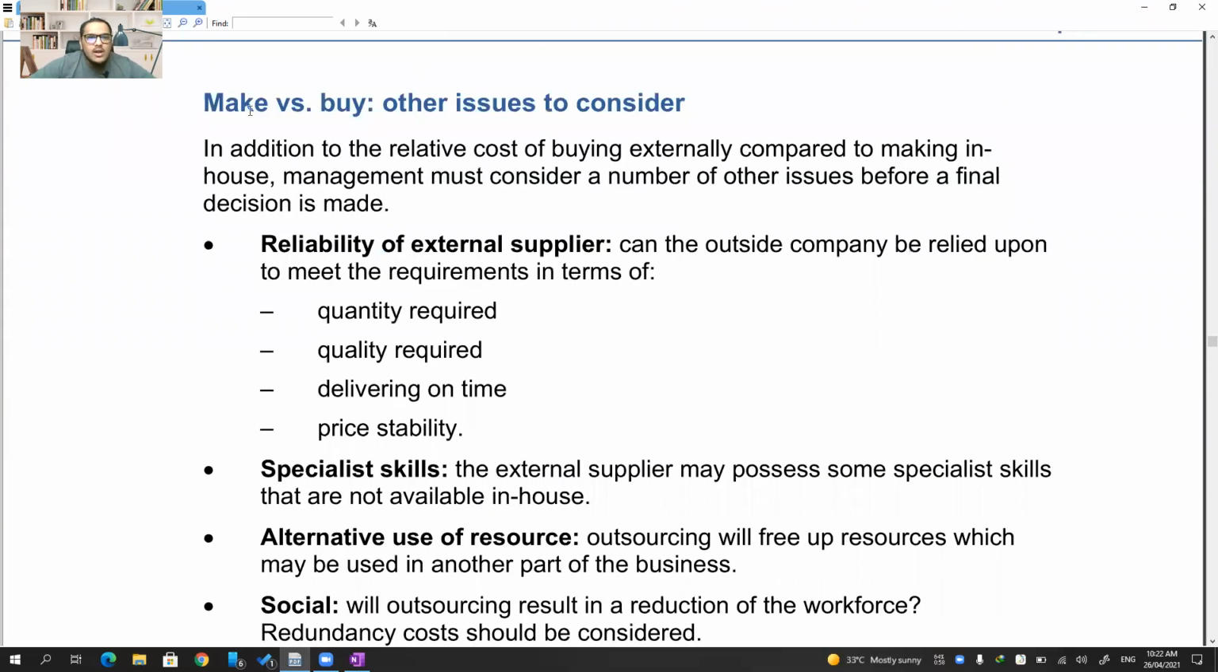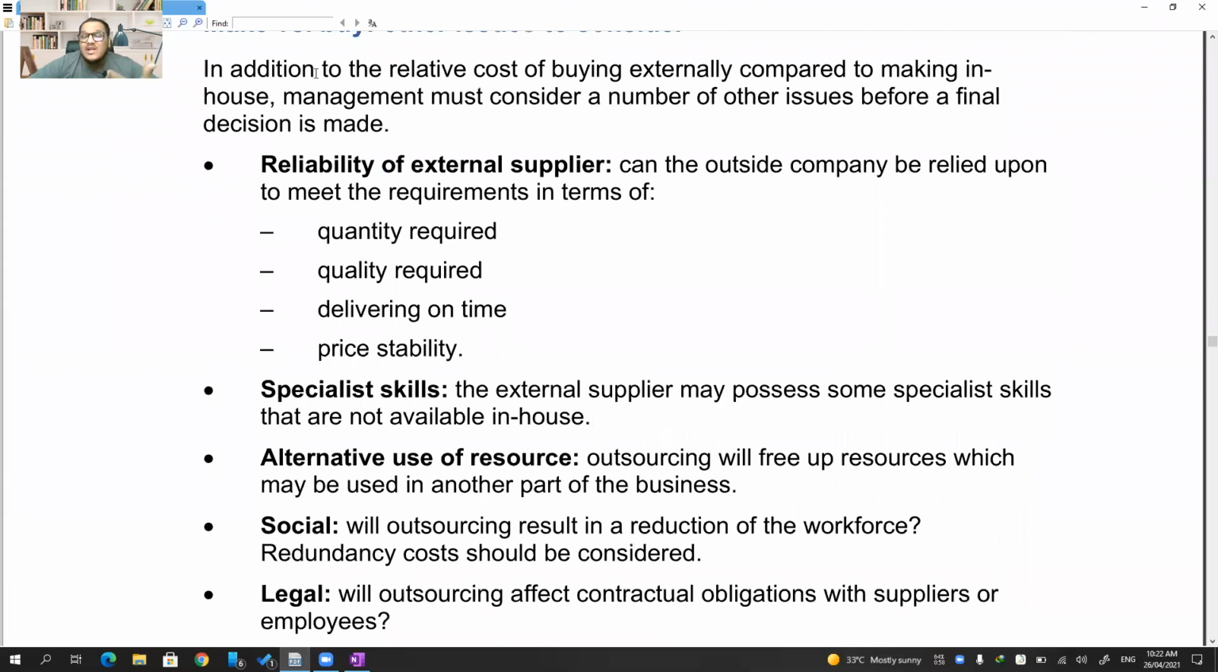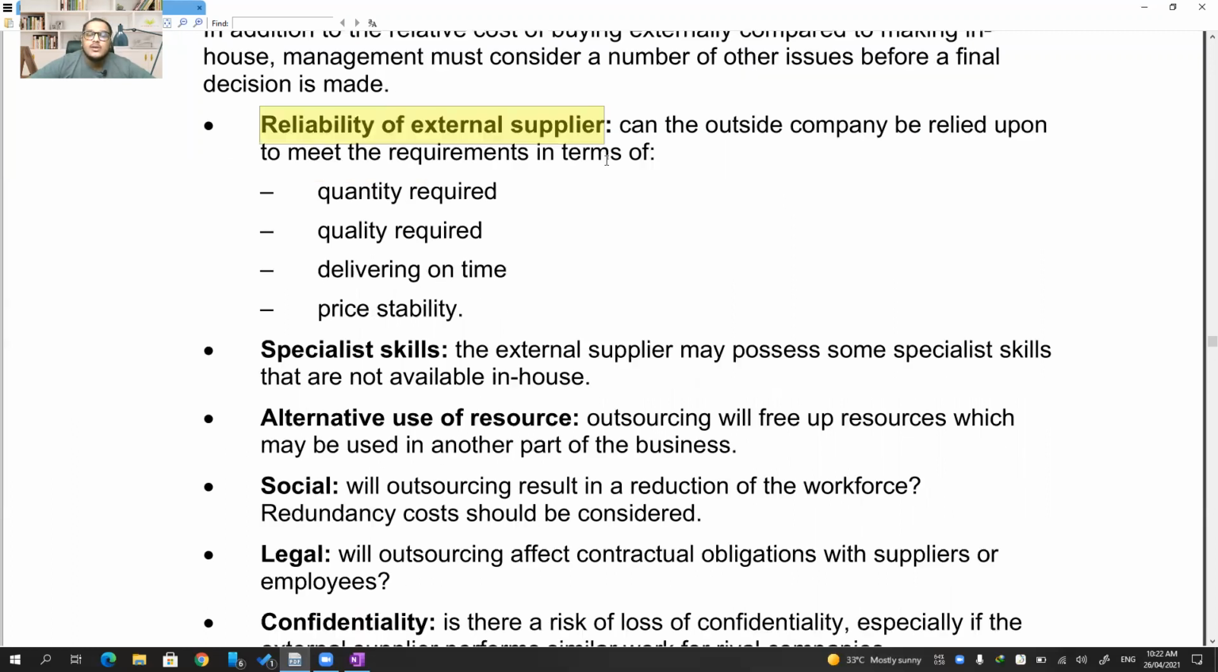Moving on to the next one. Make versus buy, other issues that we need to consider. Yesterday while closing the lecture, I discussed this one. When you are talking about making within the factory versus purchasing from outside, other factors you need to consider. How reliable is the other supplier? Will he be able to deliver your required stock at the required price on the required time by maintaining the same quality? You have to consider all these factors. Will he be able to deliver the required quantity, required quality, on-time delivery?